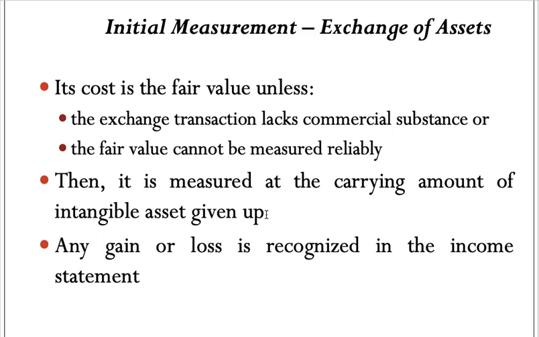Okay, so what will be the cost of asset B that you are going to recognize in your financial statement? The cost of asset B that you will receive will be the carrying value of the asset A that you are giving up to another company. The one that you let go, what is the carrying value? That will be the cost of asset B that you are receiving. This is just in case there is no reliable fair value. And any gain or loss will be recognized in the SOPL. Alright.